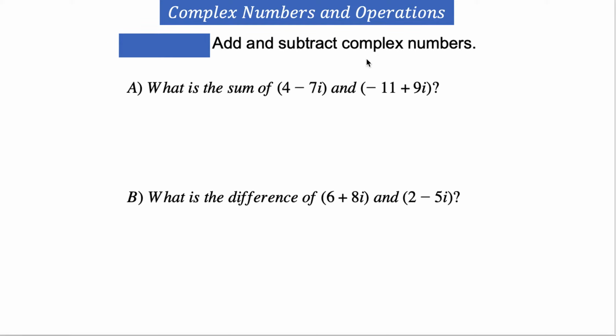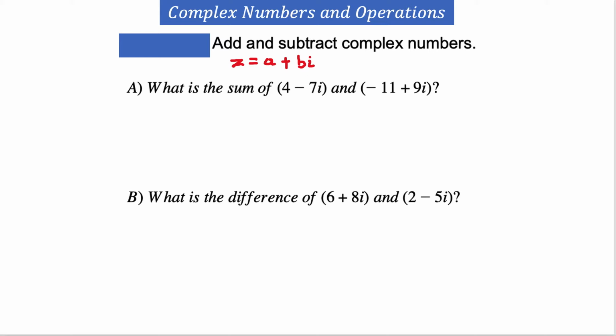Operation: add and subtract complex numbers. Before going any further, let me write the general form of the complex number. The general form of a complex number z is a plus bi. Here a represents the real part of the complex number, while bi is the imaginary part. The coefficient b is a real number, while i is the imaginary number.